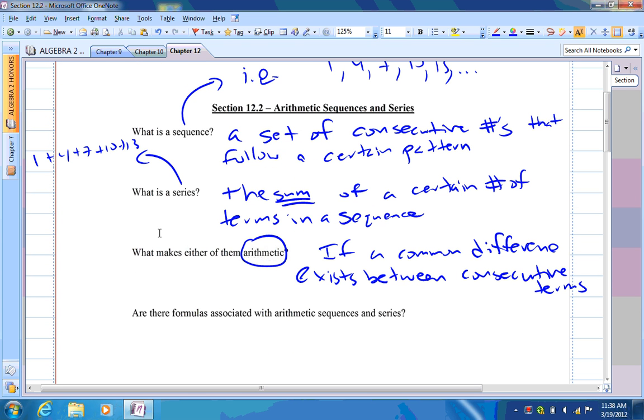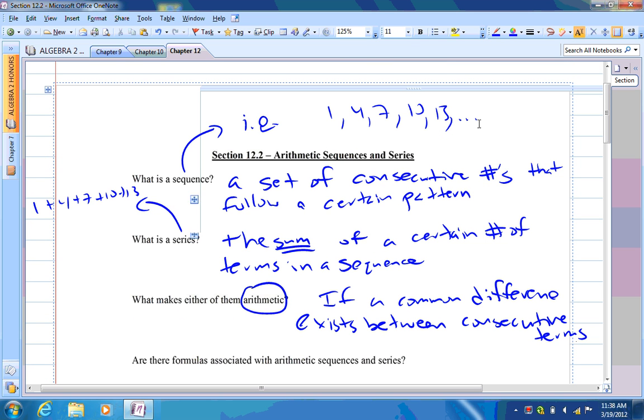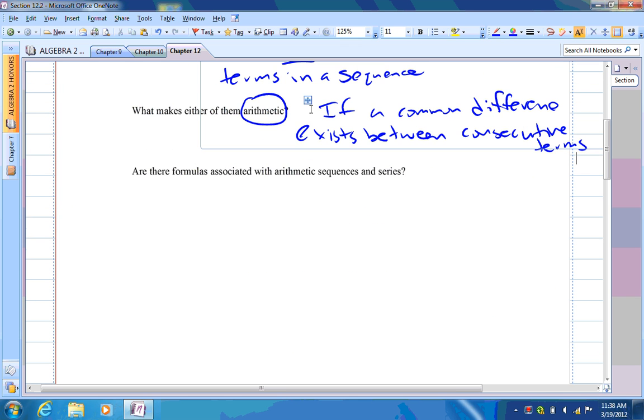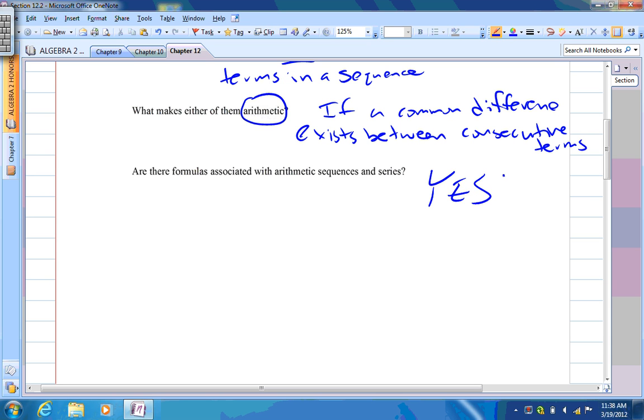But what if you had an arithmetic series that lasted for 20 terms, or I wanted to find the 40th term of the arithmetic sequence 1, 4, 7, 10, 13? That might be hard to count or list them all. So here's the question: are there formulas associated with arithmetic sequences and series? And the answer is a resounding yes. Here are the formulas.